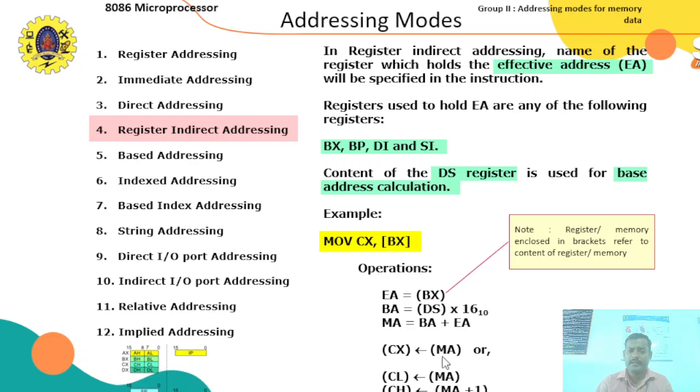After that, we need to take it as two registers. CX is a 16-bit register, so we need to use CL and CH. CL for the lower 8 bits and CH for the higher 8 bits.